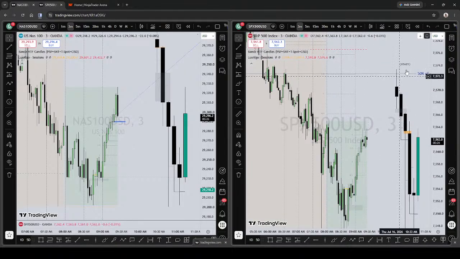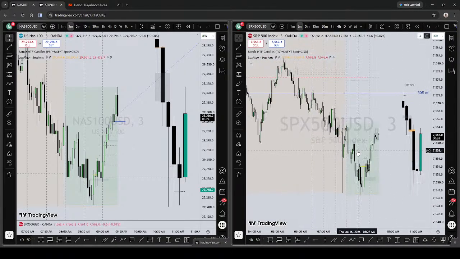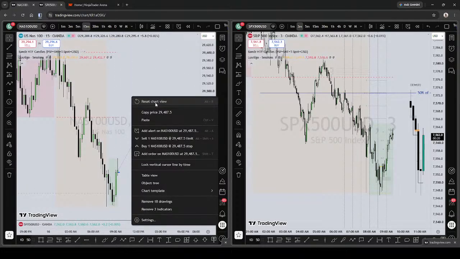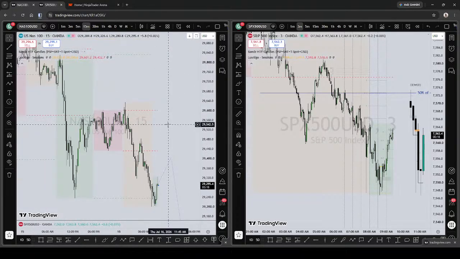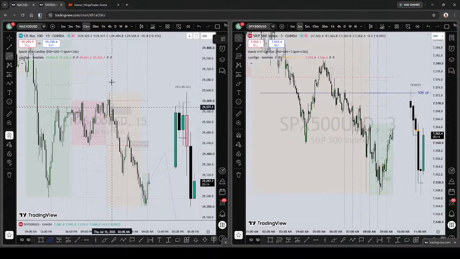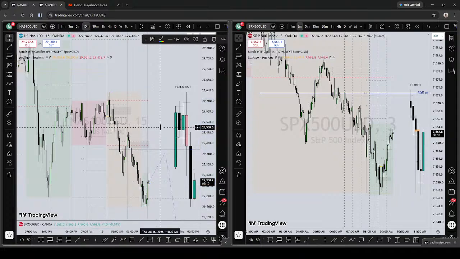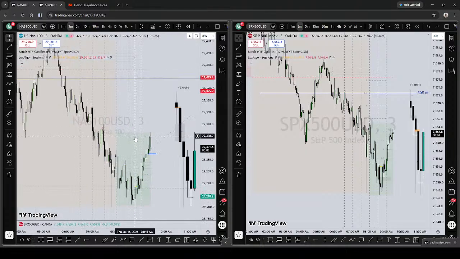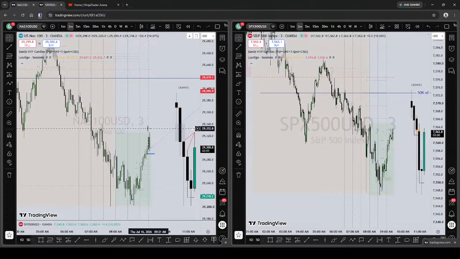I have the 50% of London marked out on ES. I think I should mark that out on Nasdaq as well. Yeah, I think I should mark that out. That would be a nice place to start looking for shorts. So normally I trade Nasdaq, the NQ, but for the purpose of this competition, I'm trading ES.